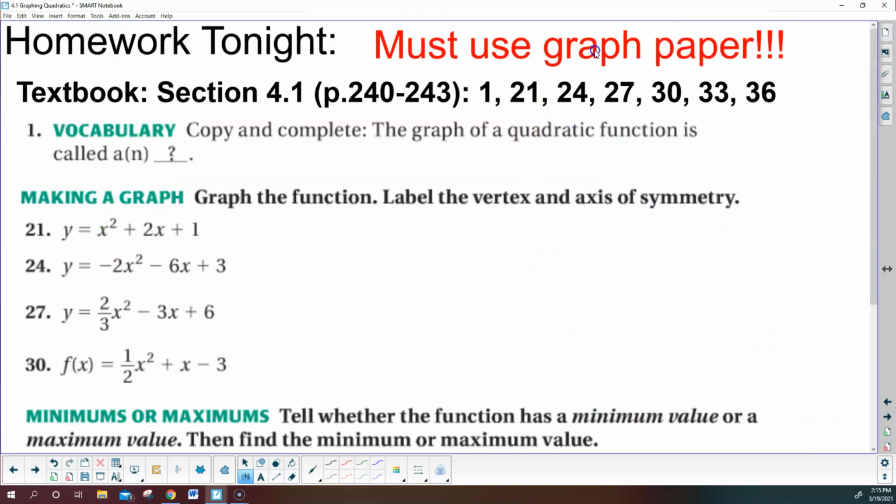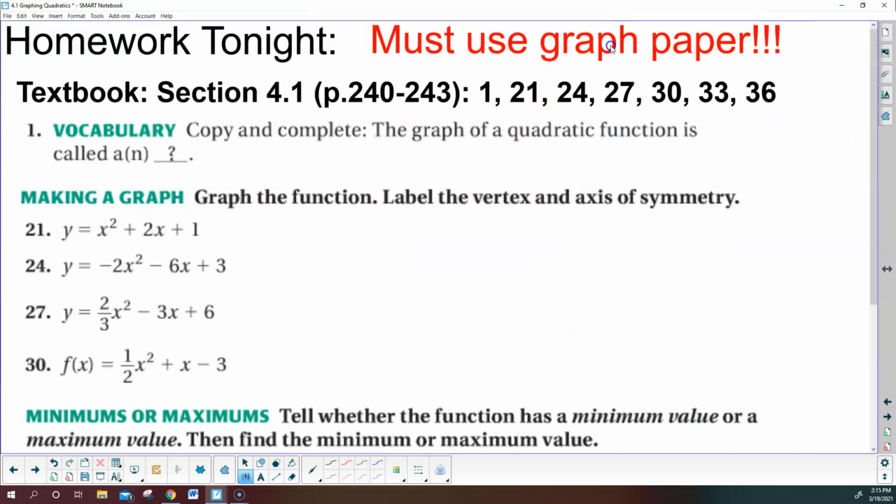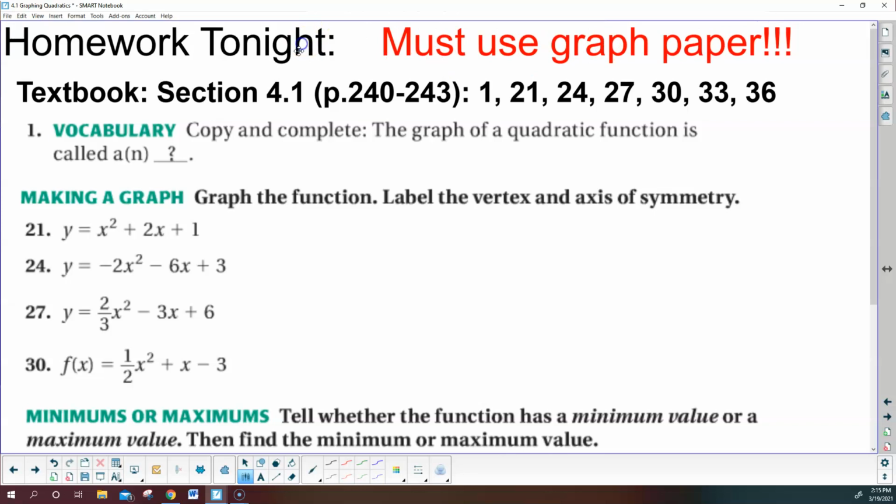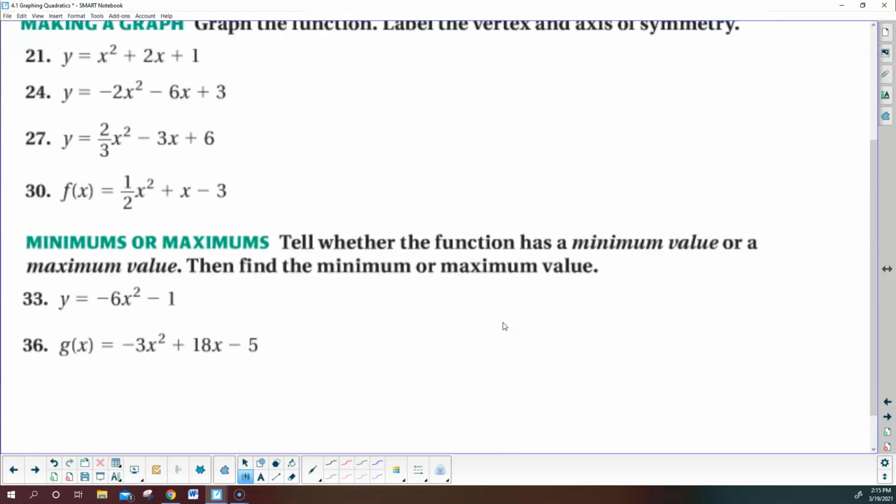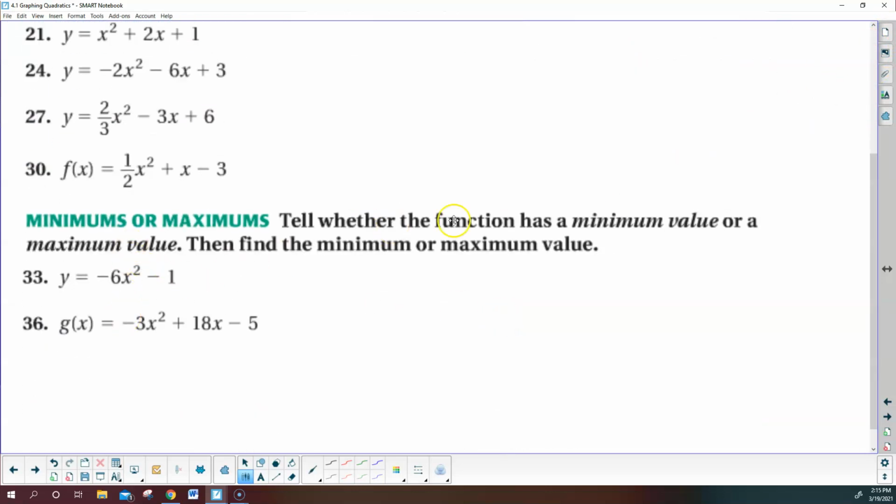So, your homework tonight, same thing, you must use graph paper just like you did in the last assignment. You're going to be asked to graph 21, 24, 27, and 30. Please keep in mind some of those are not super friendly graphs, kind of like the ones we did in class. And then the last two, you're just telling us if there's a max or a min value.